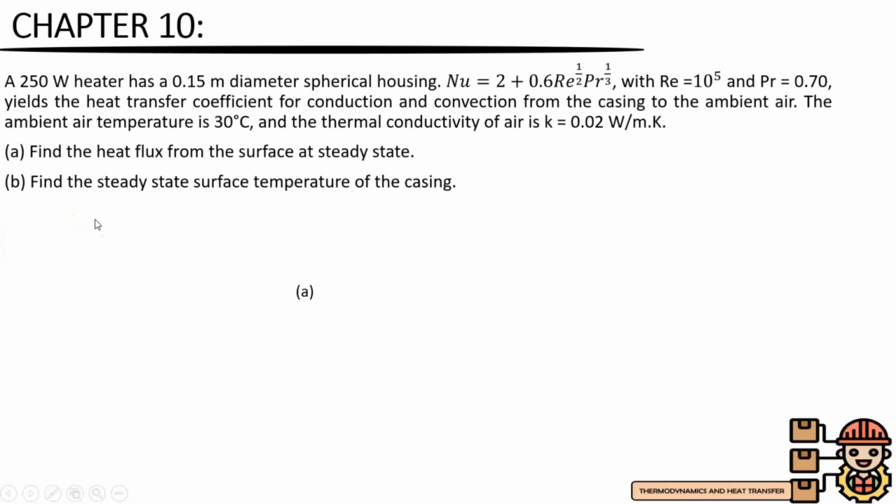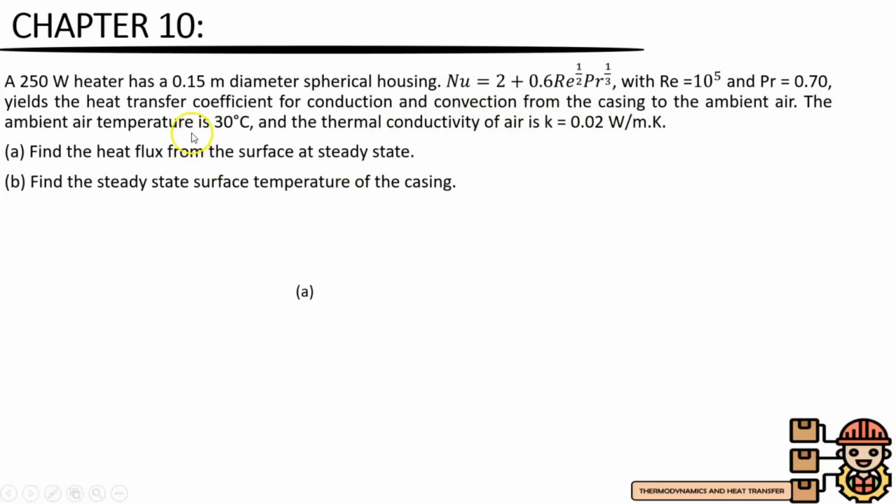In this video, we are going to solve a problem from thermodynamics and heat transfer that involves heat transfer by convection. So here is our problem. A 250 watts heater has a 0.15 meter diameter spherical housing. The Nusselt number is equal to 2 plus 0.6 multiplied by the Reynolds number raised to the power of 1/2 multiplied by the Prandtl number raised to the power of 1/3, with Reynolds number equal to 10 raised to the power of 5 and the Prandtl number equal to 0.70, yields the heat transfer coefficient for conduction and convection from the casing to the ambient air.